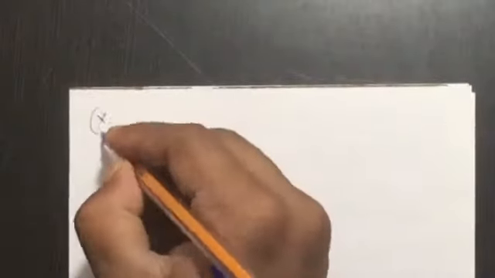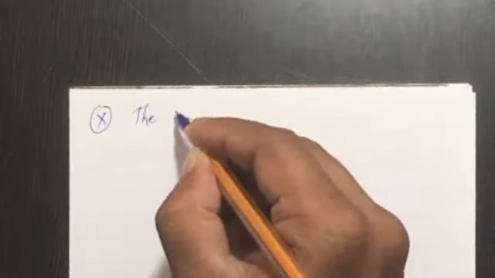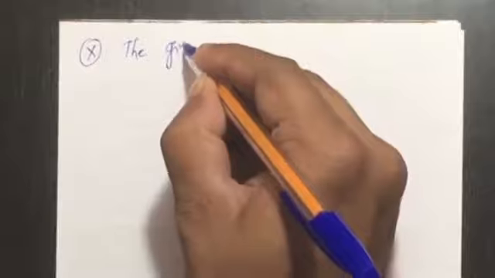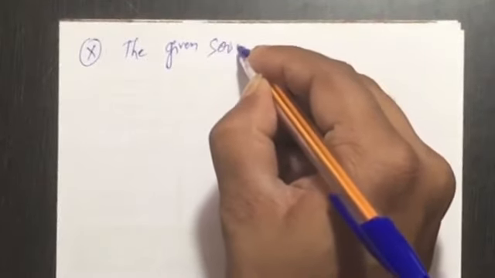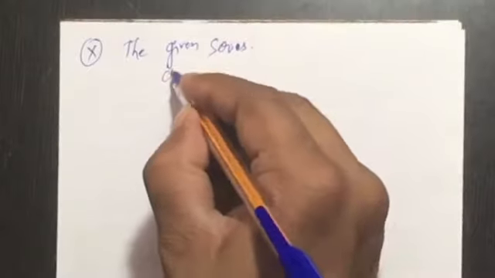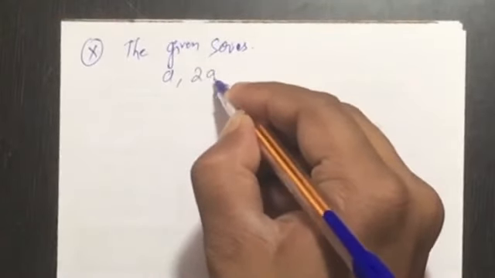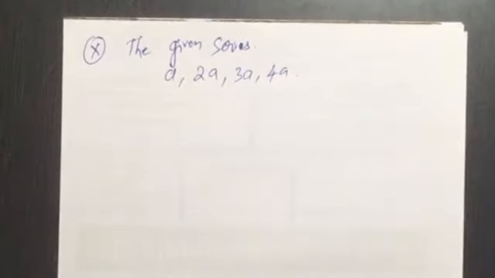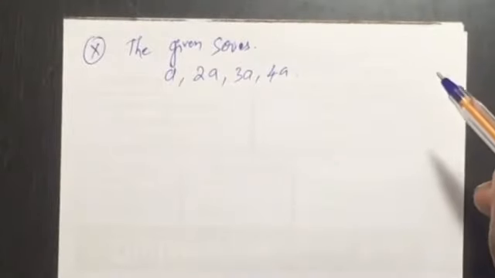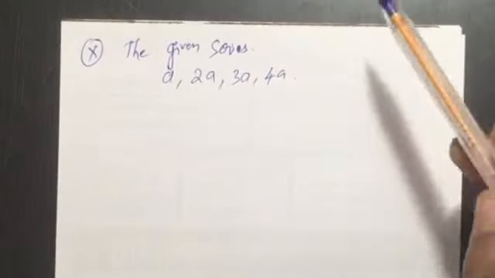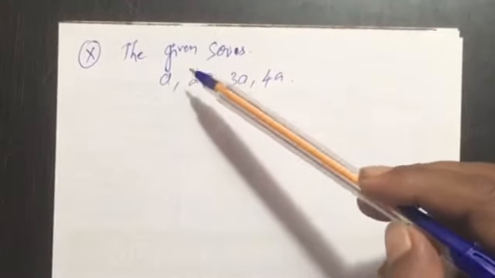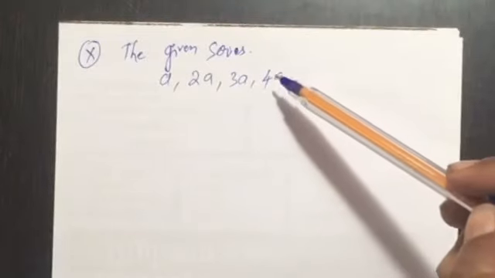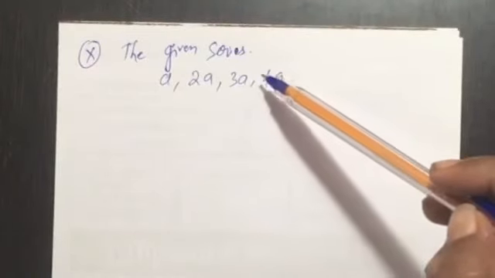Similarly, go for the next one, that is the 10th problem. The given series is A, 2A, 3A, 4A. See students, by seeing the series you can say that it is an AP, because the coefficient of A is increasing by 1 in this series, so we can say it is an AP.